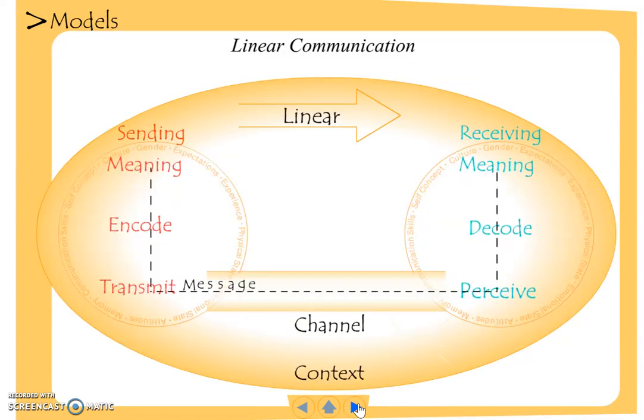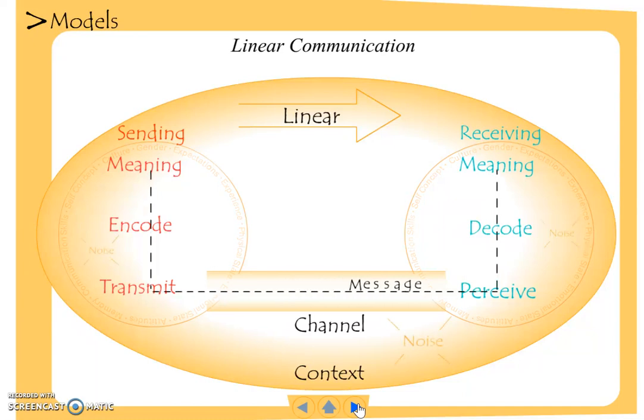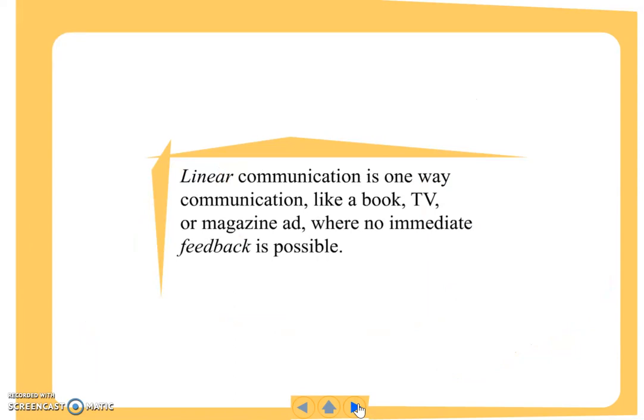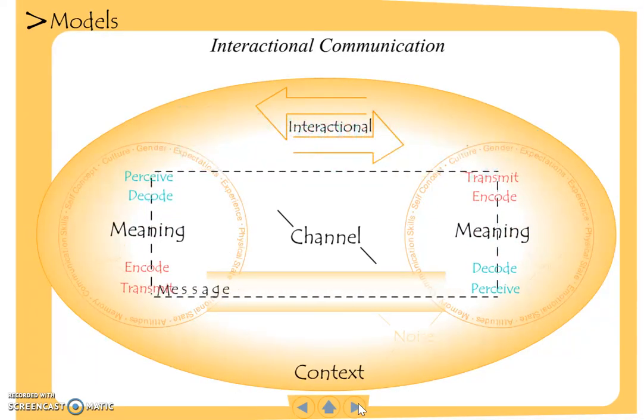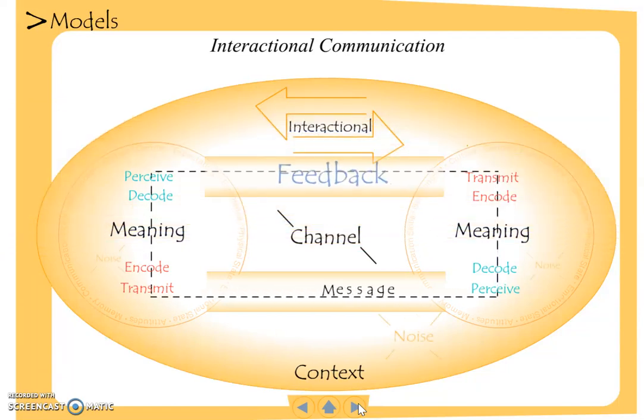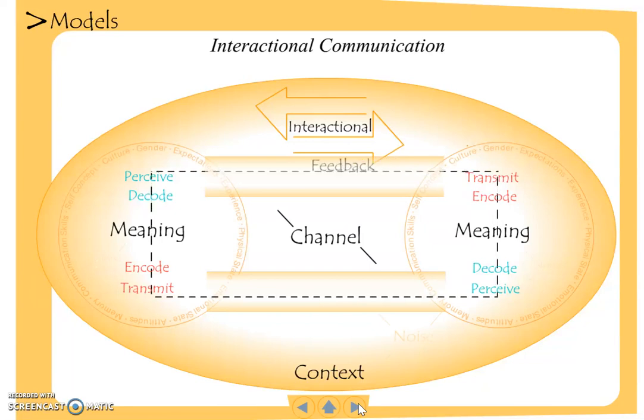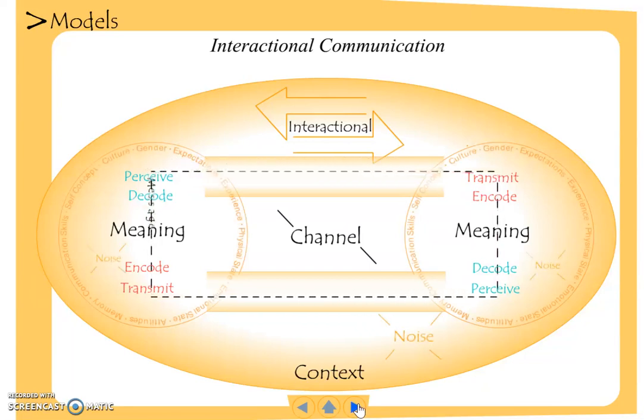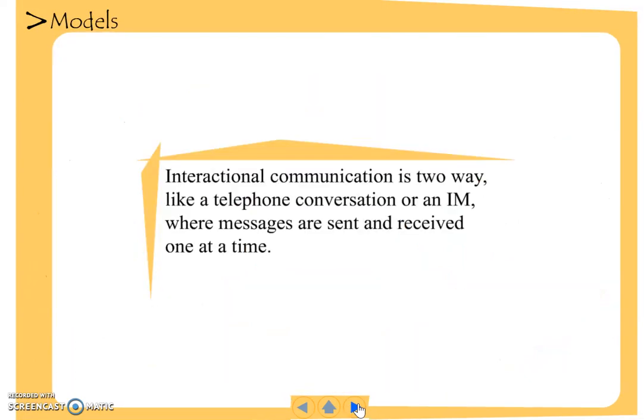So let's look at 3 different types of models of communication. There's the linear communication, which is one way, when you maybe just look at a magazine and see an advertisement and get a message. That is linear. Second is interactional. Interactional is a 2-way communication. In the interactional communication, for example, texting with somebody, the messages are sent and received, but it's one at a time.